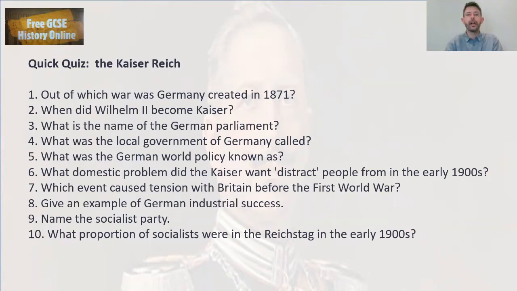Again, going back to question 5, how was he having foreign policy issues? How was he having problems? This can be useful for your question later on. Give an example of industrial success. Germany was booming in this time. Can you explain that? Name the proper long names of the Socialist Party. Even try and know those short letters as well, what order they're in. And what proportion of socialists were in the Reichstag in the early 1900s to really show that problem. Maybe it's a hint for later on's answer.